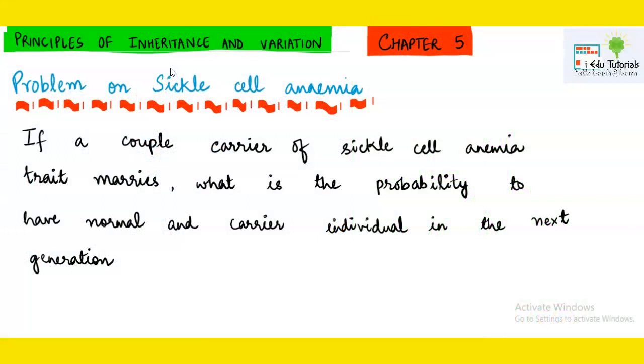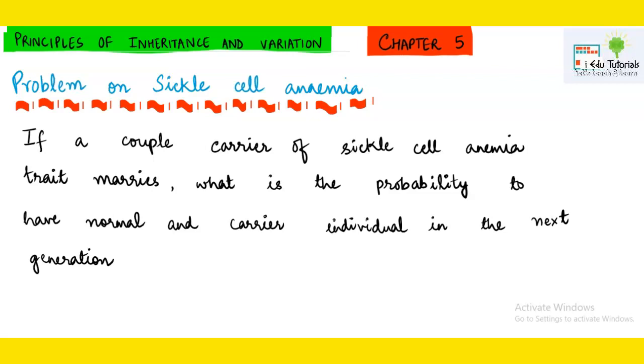Hello learners, in this video we will be discussing a problem in sickle cell anemia and we will see a pedigree chart on it, how to draw it. The problem is, if a couple carrier of sickle cell anemia trait marries, what is the probability to have normal and carrier individual in the next generation?